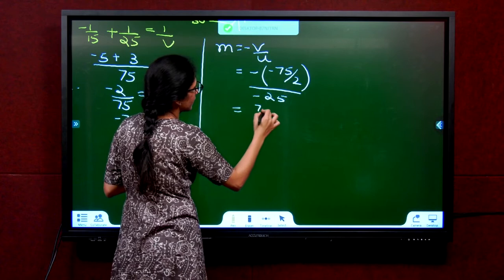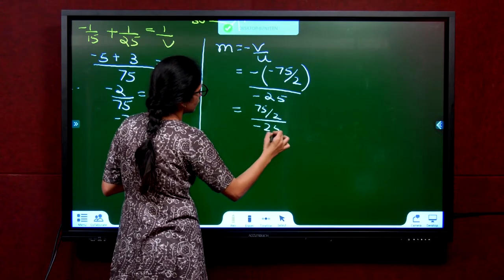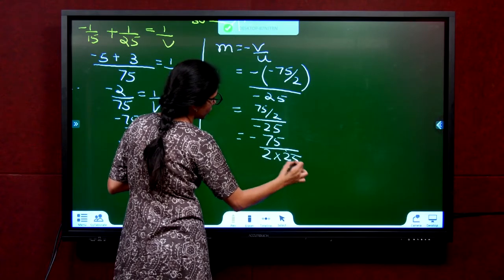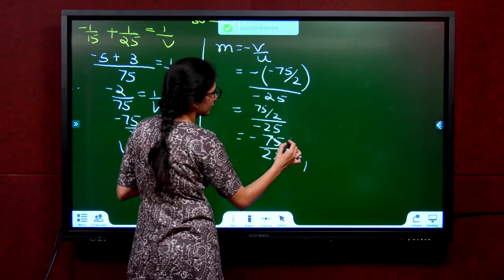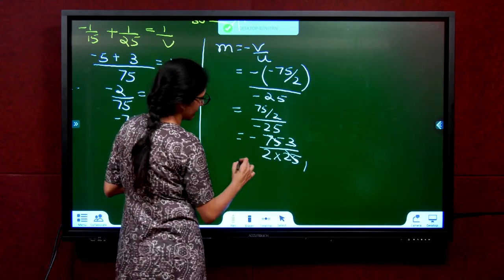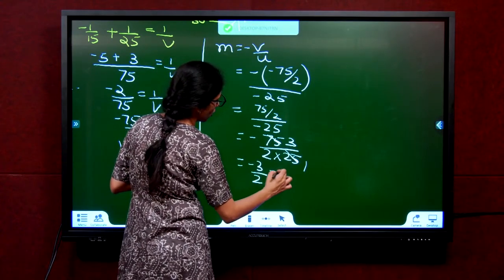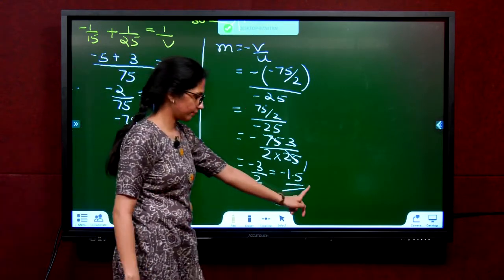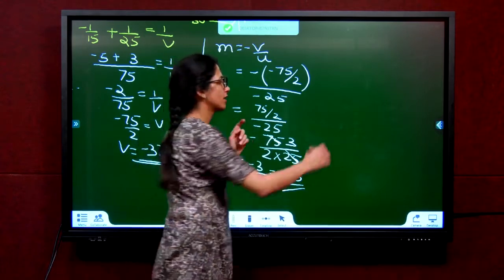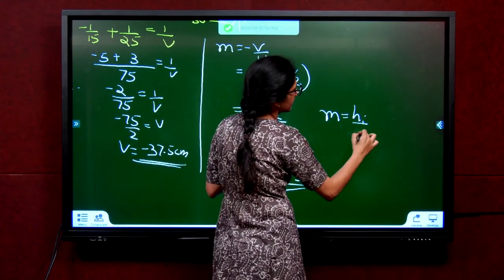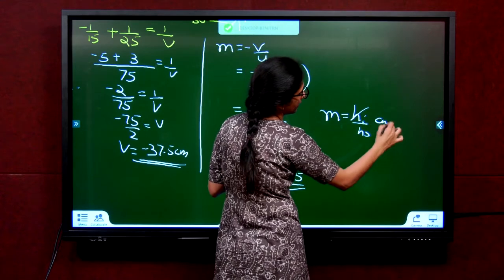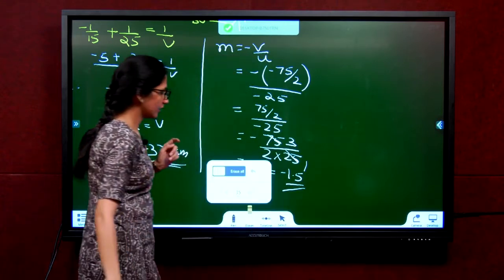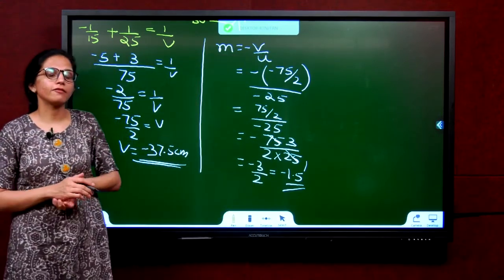Minus into minus plus, 75 by 2 divided by minus 25. Minus 75 by 2 into 25. 25 ones are 25. 25 3s are 75. Minus 3 by 2 or minus 1.5. M has no unit. Please don't write any unit because it's a ratio. It's a ratio of distance by distance. Centimeter, centimeter cancels. There is no unit for M. I hope that's clear. So you got M as minus 1.5.